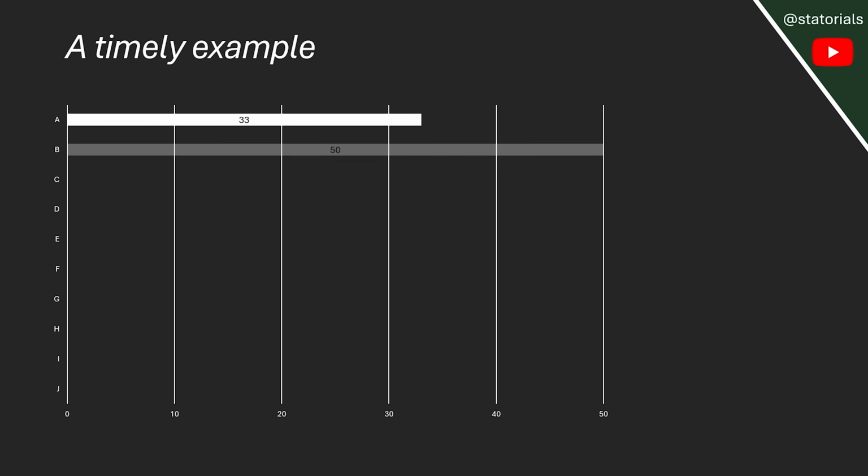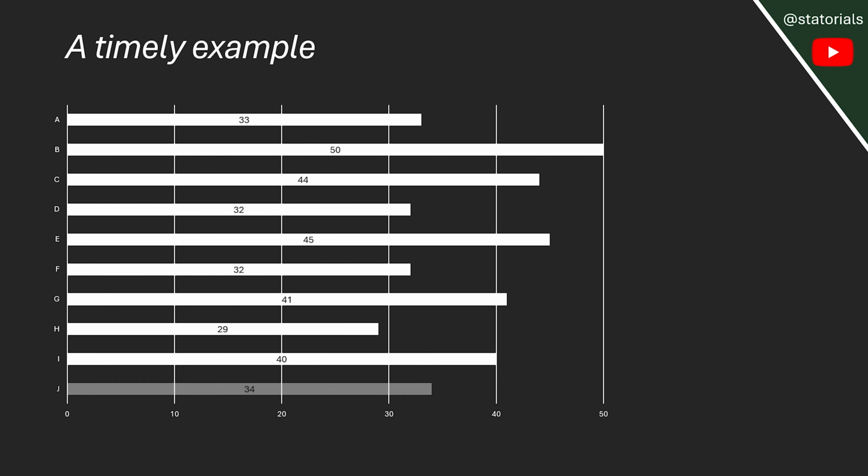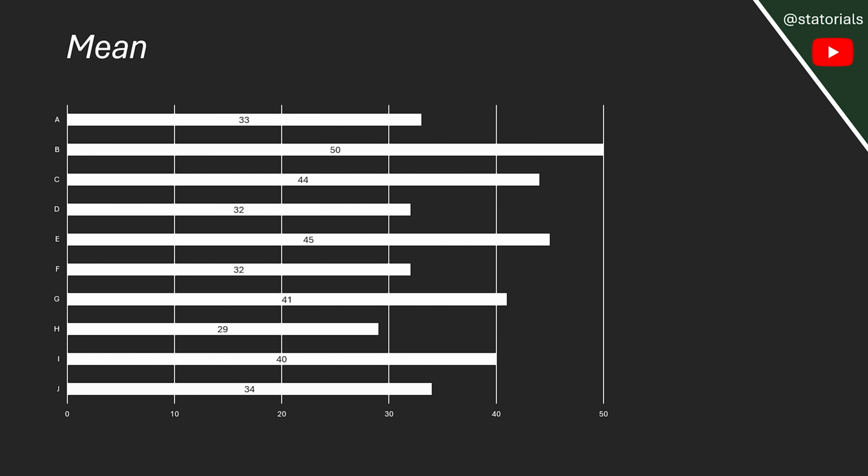Imagine we have 10 participants complete a standardized task, and we measure how long each one takes to finish. You can see we have some faster and some slower participants, ranging from 29 to 50 minutes. To get to the standard deviation, the first step is to calculate the mean in order to see how close or far the observations are from the mean.